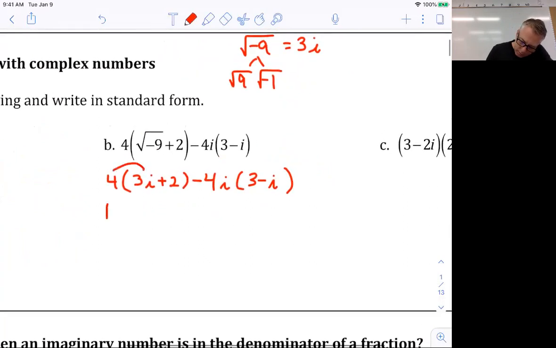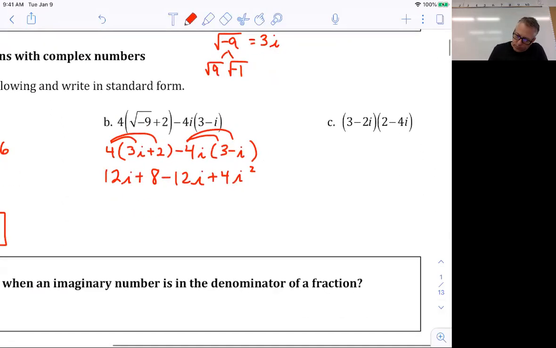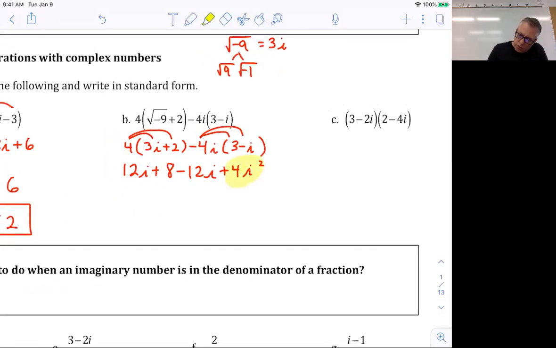4 times 3, that's going to be 12i plus 8 minus 12i plus 4i squared. Remember, i squared is negative 1. So that is a negative 4, because it's 4 times negative 1. So when I combine 12i and negative 12i, I get 0i. They cancel out. And 8 minus 4 is 4. So our answer is just 4. So I just combined my like terms there.